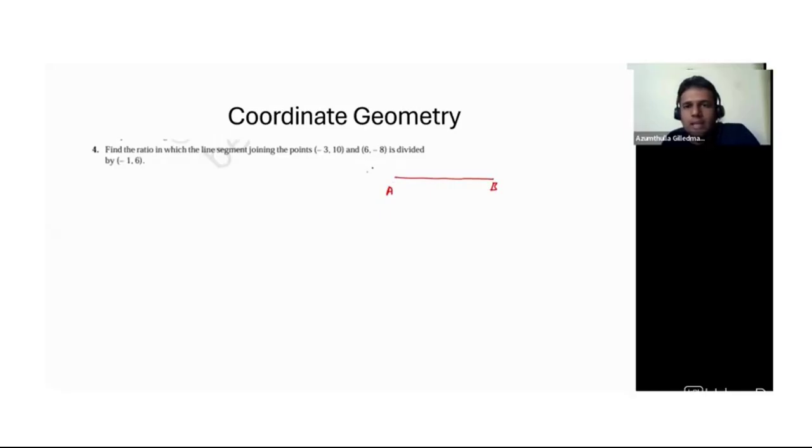So what is A? A is (-3, 10). That is our x1 and y1. And then what is B? B is (6, -8), which is our x2 and y2. And now the point P somewhere, we don't know where it is. So that point P, which is (-1, 6), which is our x comma y. We need to find what ratio the point P divides the line AB. Okay. So when we have 2 points and the point which divides the line, we need to get an idea that we need to use the section formula.